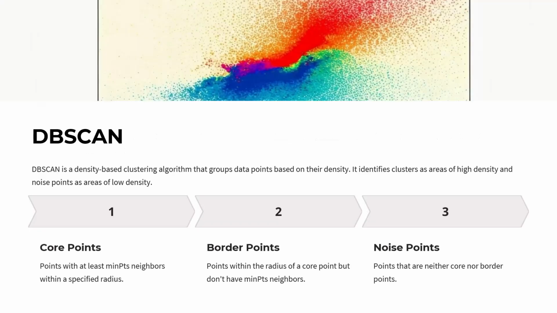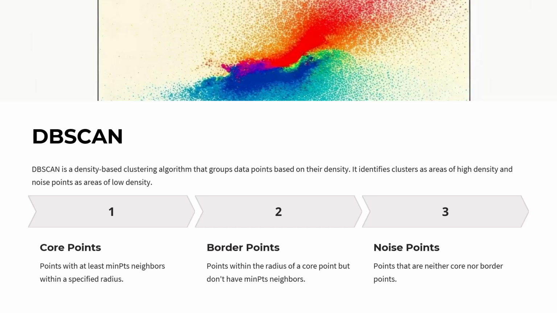Then comes DBSCAN, or density-based spatial clustering of applications with noise. It's a powerful clustering algorithm that identifies clusters based on the density of data points in a region. It classifies points as either core points, border points, or noise points. Core points have a high density of neighboring points. Border points are in the neighborhood of core points but have fewer neighbors. And noise points are isolated from others. DBSCAN is especially effective for identifying clusters of arbitrary shape and handling noise, making it ideal for complex datasets.